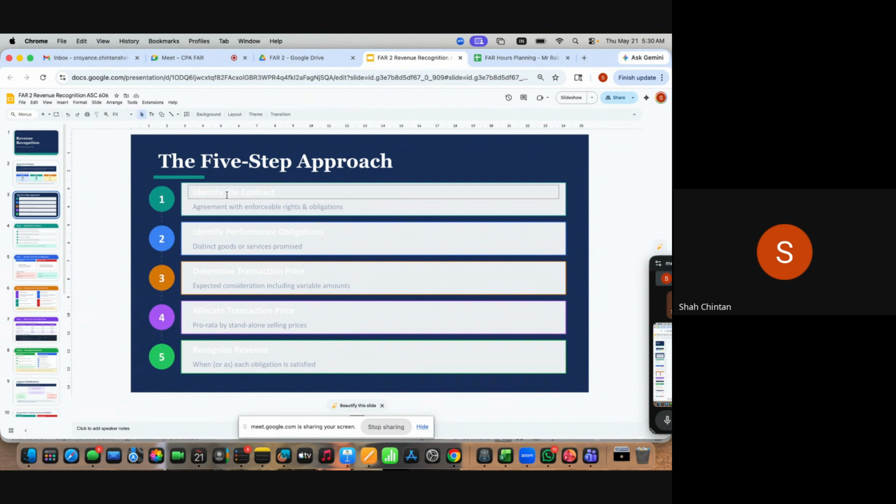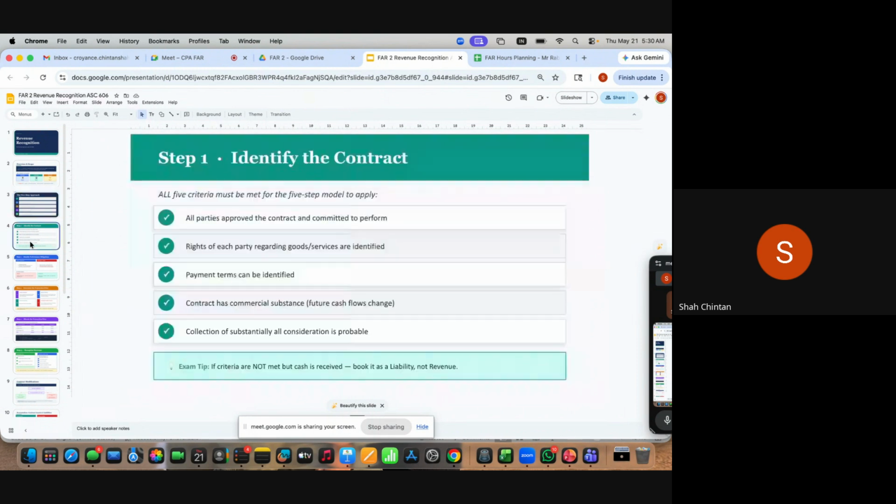Under a contract with customer, हम लोग क्या identify कर रहे हैं? It could be in writing, it could be oral, as long as we have the 5 points satisfied, which are: the parties have approved the contract and they are committed to perform. Both the parties know their rights and their obligations. Payment terms can be identified.